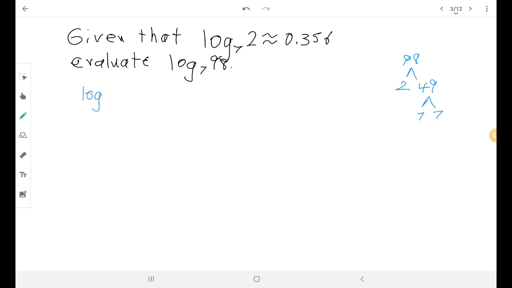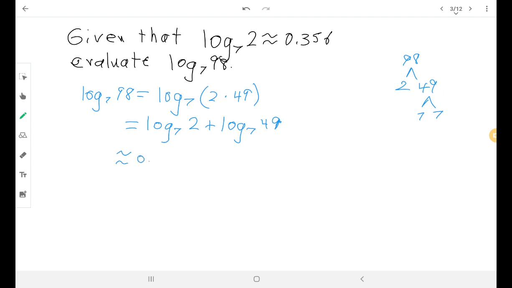So what we're going to do is we're going to call log base 7 of 98, we are going to call that log base 7 of 2 times 49, okay? And just like addition condenses into multiplication, multiplication expands into addition. So this is like log base 7 of 2 plus log base 7 of 49. So that's helpful. Now, we're given an approximation for that, so this is approximately 0.356 plus. Now, let's talk about this one, okay?